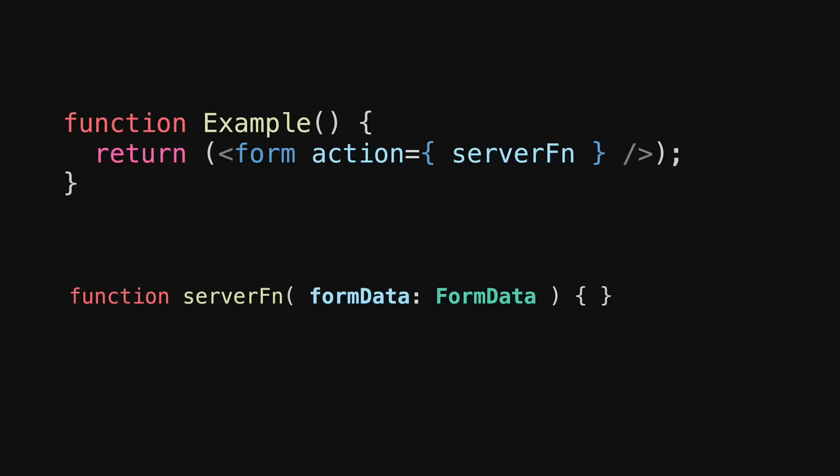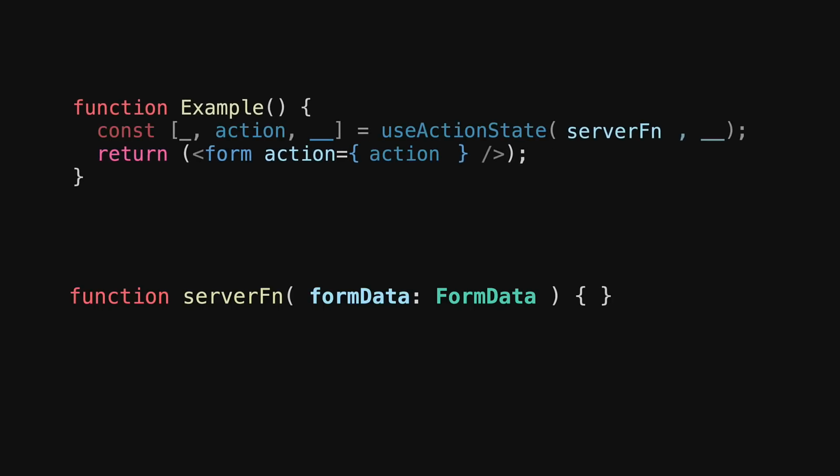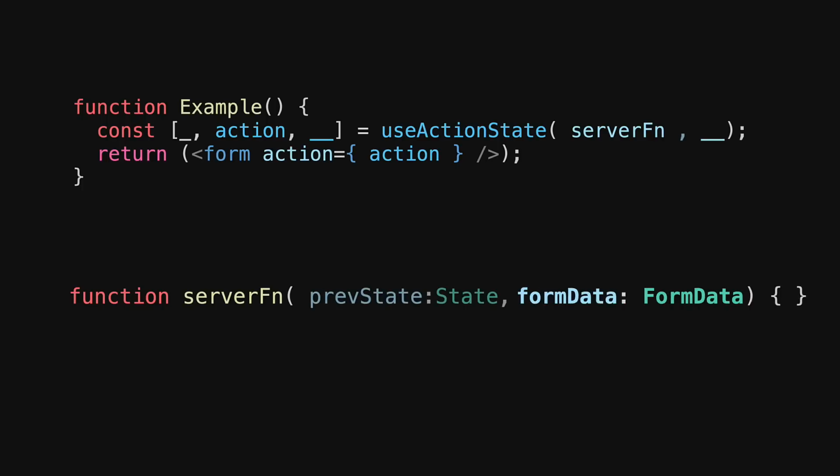However, if you choose to wrap your function with useActionState, all of a sudden your server function needs to be modified to accept a different first parameter, which is going to be the previous state.